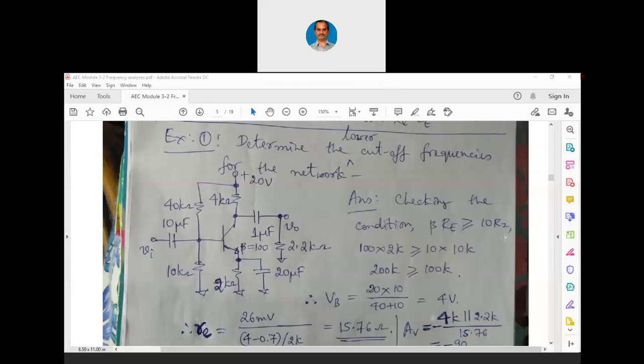Now, checking the condition beta Re must be greater than or equal to 10 R2. This is the condition for our approximate analysis. So, beta is given 100, capital Re is 2 kilo ohms and R2 is 10 kilo ohms. So, 100 into 2k, whether it is greater than or equal to 10 into 10k, that is met. That means we can apply approximate analysis directly.